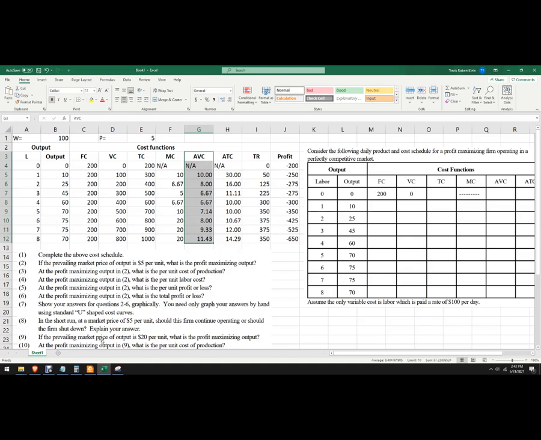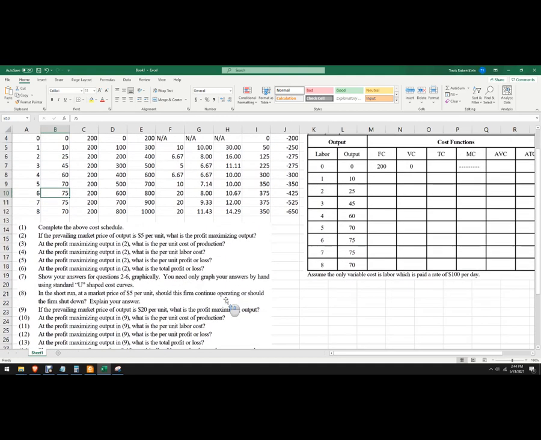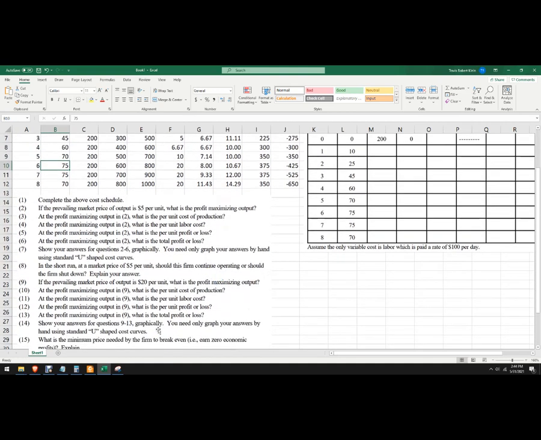If the prevailing market price is $20, what is the profit maximizing output? We're just going to compare that to right here, and so then it would be 75. Marginal cost equals marginal revenue at 75 right there. Profit maximizing output number 9. What is the per unit cost? So it is $10.67. The per worker cost is $8, so this is a much better deal.